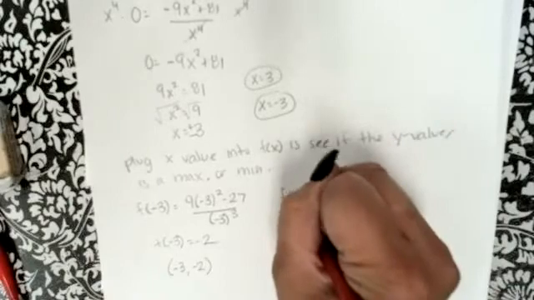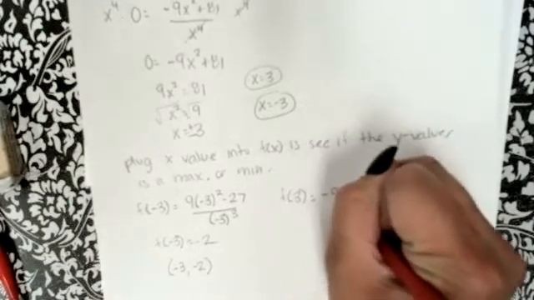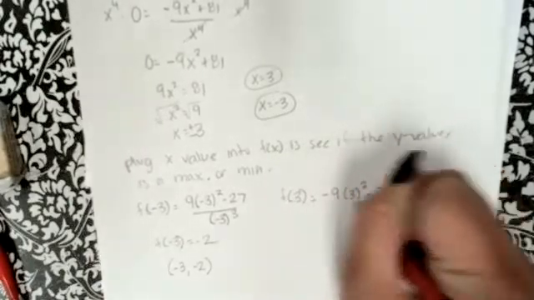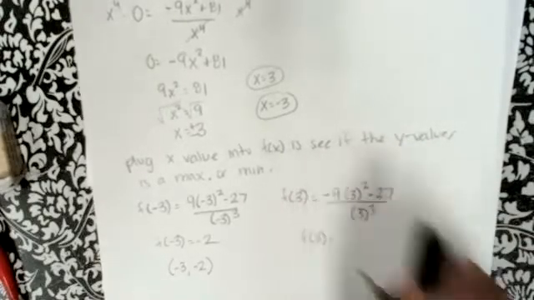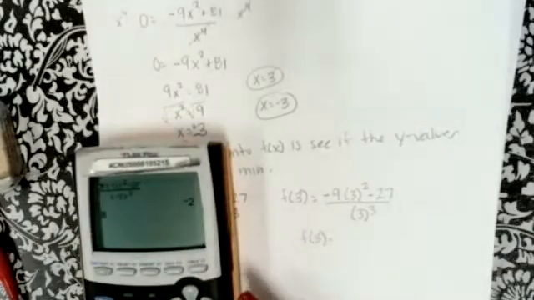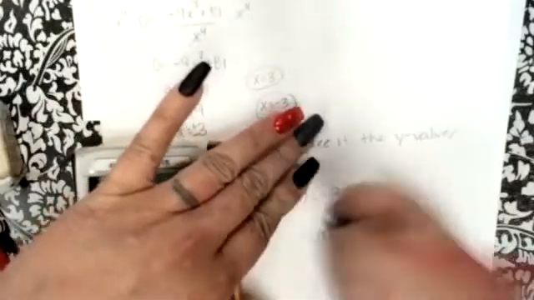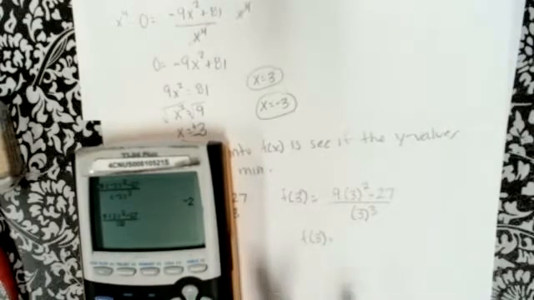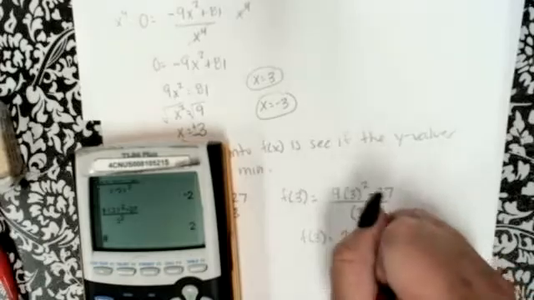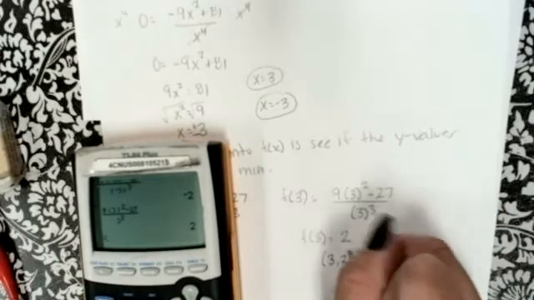Now I'm going to plug in 3. 9 times 3 squared minus 27 over 3 to the third power. Alpha y equals 9 times 3 squared minus 27 over 3 to the third power, and that equals a positive 2. So here, x is 3 and y is 2.